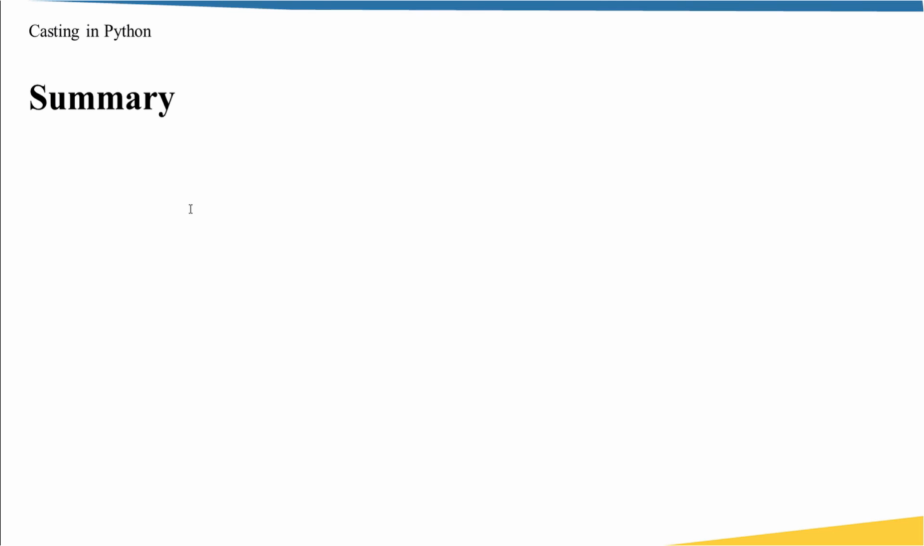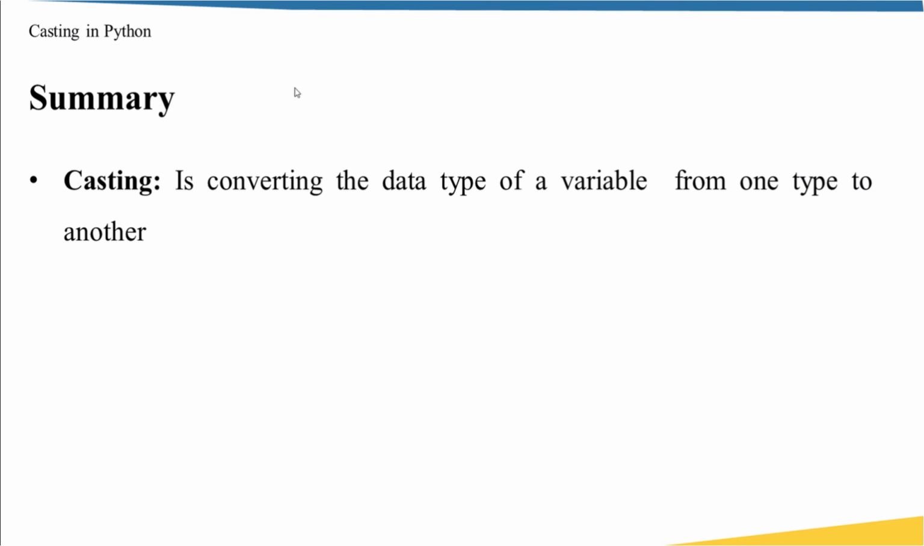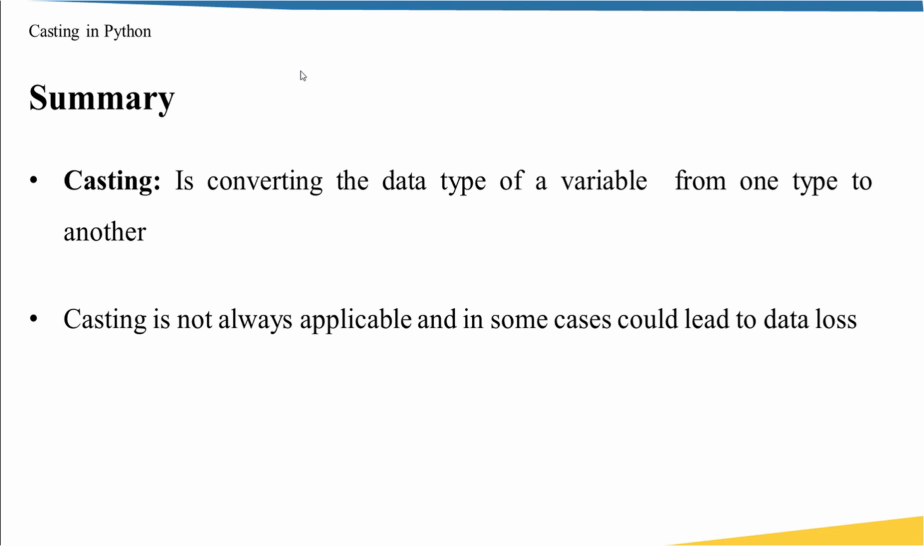Now let's recap what we have learned in this lecture. First of all, casting has been defined as a way to convert the data type of a variable from one type to another. And we said before you use casting, you have to know that casting is not always applicable, and in some cases it could lead to data loss.